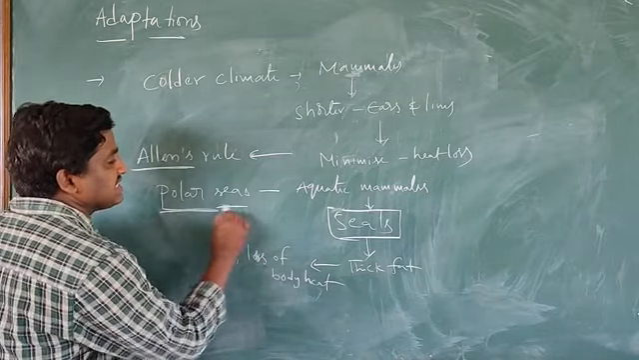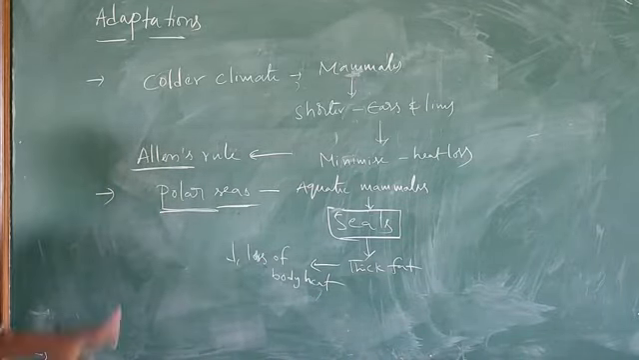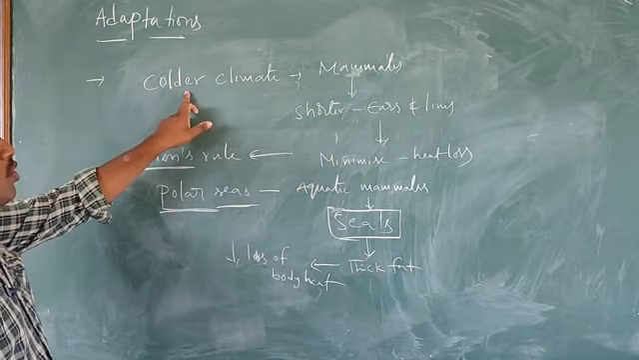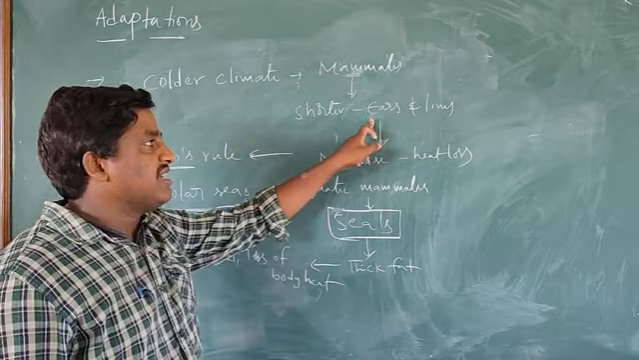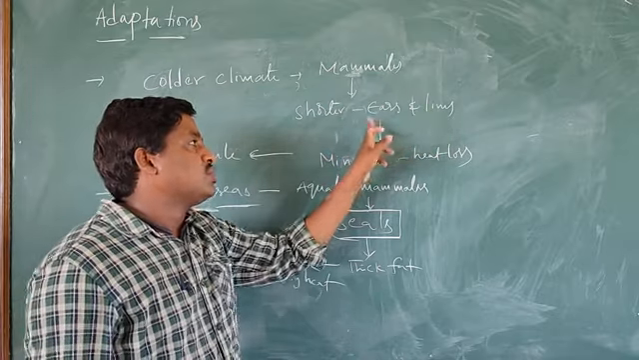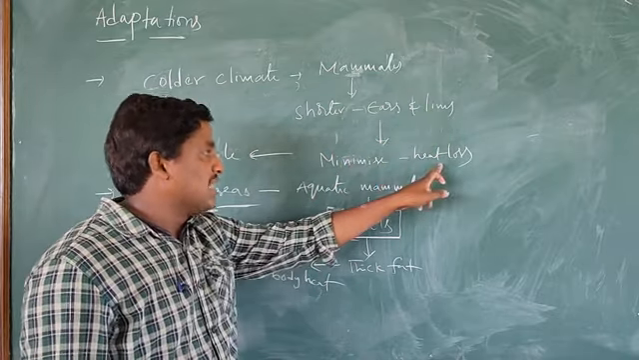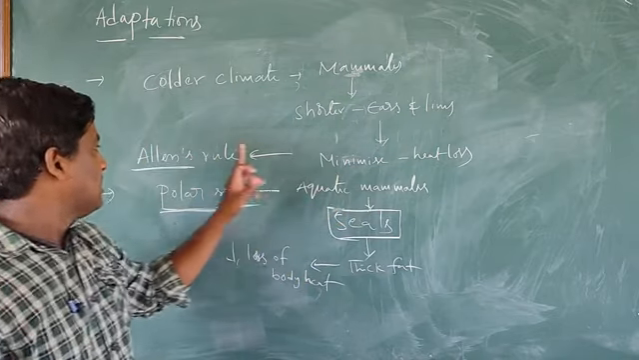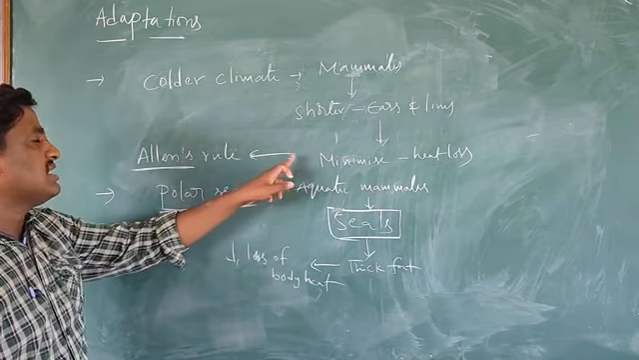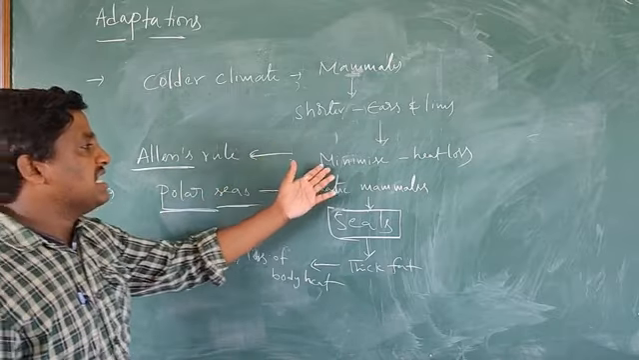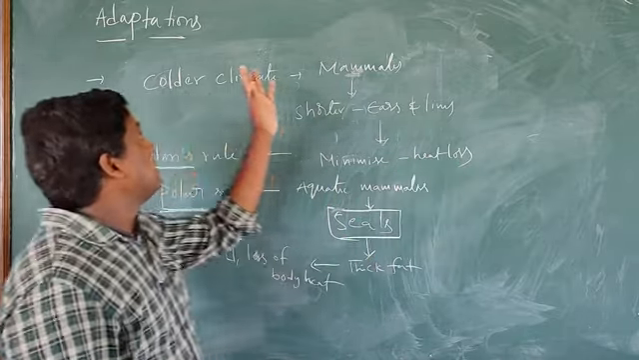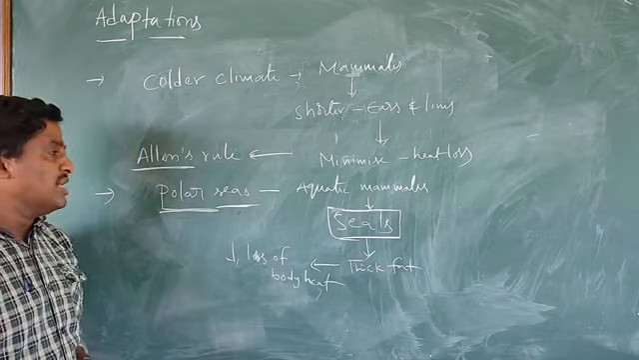Once again, see here, in some of the colder climatic conditions, the mammals have shorter ears and shorter limbs. So what will happen? To minimize the heat loss. This process is described by the scientist Allen as Allen's rule. Based upon it, the heat loss is minimized, so organisms can survive and live there.